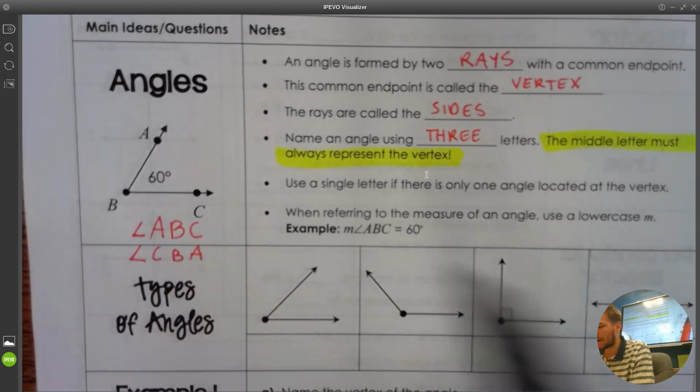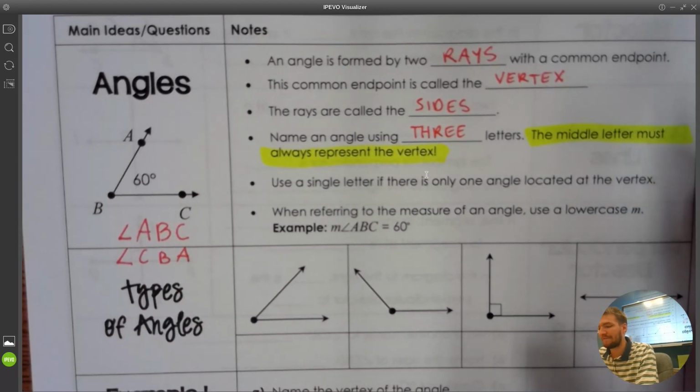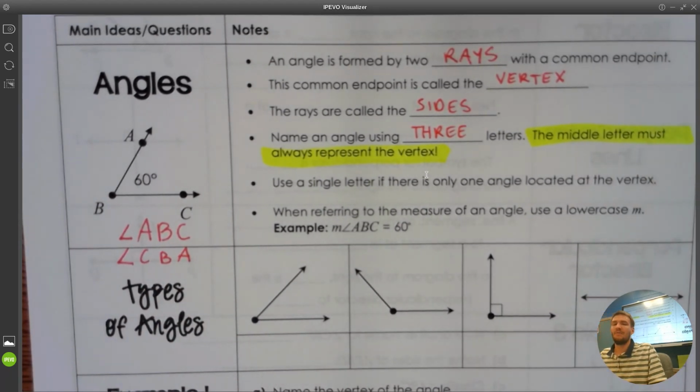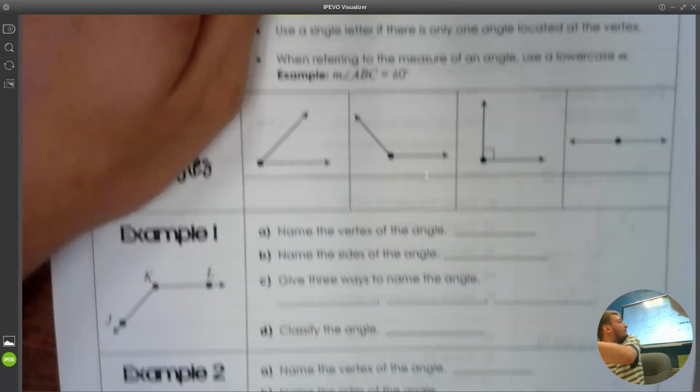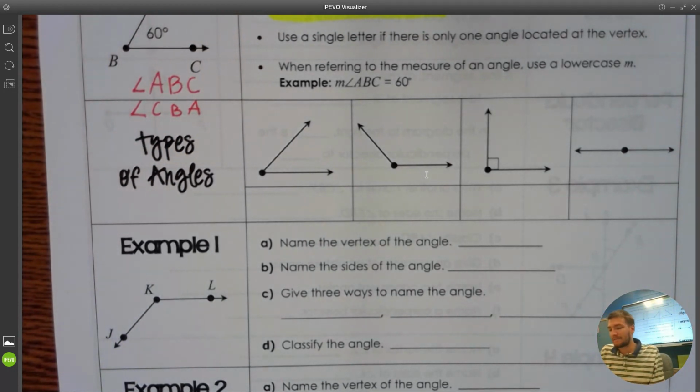All right, that is the very, very basics of angles. We're gonna see a couple more examples and a couple more things, and we're always going to come back to that stuff. Now the types of angles. I'm sure you've heard these words before, but you may not quite understand what they mean.